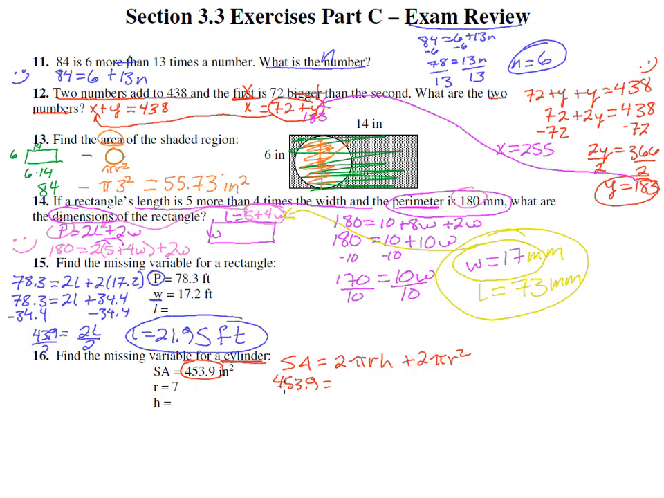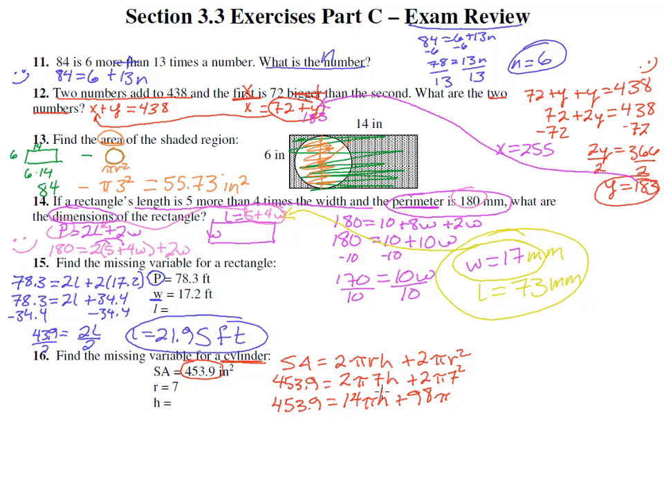453.9. The radius is 7, so this is 2 times pi times 7 times h plus 2 times pi times 7 squared. Let's simplify what we can here. 453.9 equals 14 pi h plus 98 pi. Is that right? 7 times 7 is 49 times 2 is 98. Okay, so you could punch these into the calculator if you want to, but I think we can do it and then punch it all in at the end if we'd like.